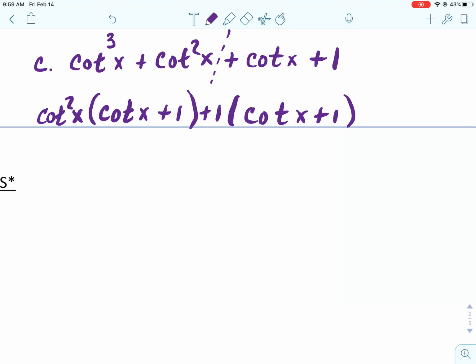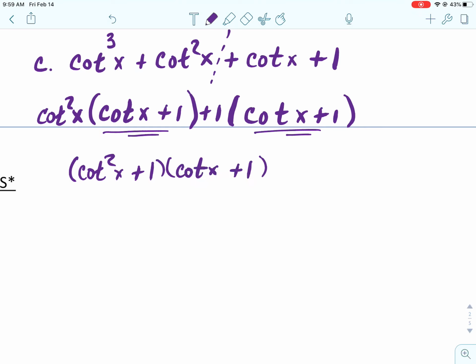All right, now as long as these two match up, we're in good shape. So we're ready to finish off our factoring. What we factored out, the cotangent squared plus 1, is one factor, and what was left over is the other factor, just like with polynomials.